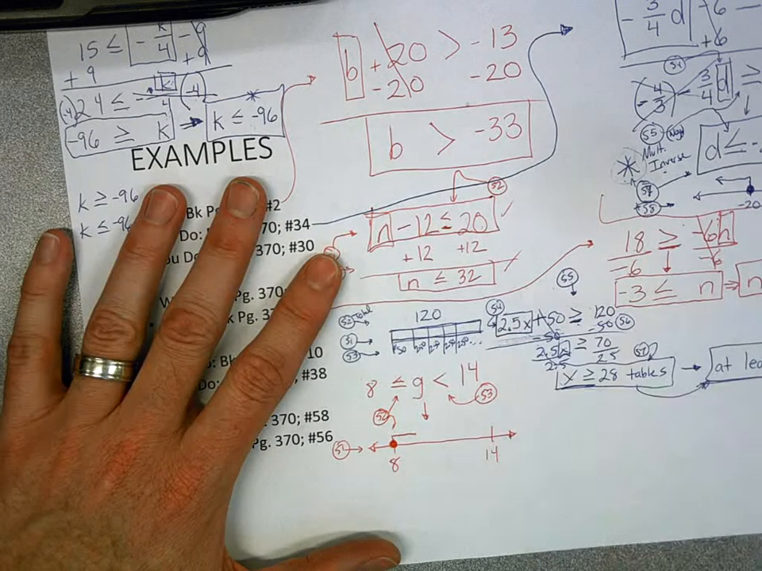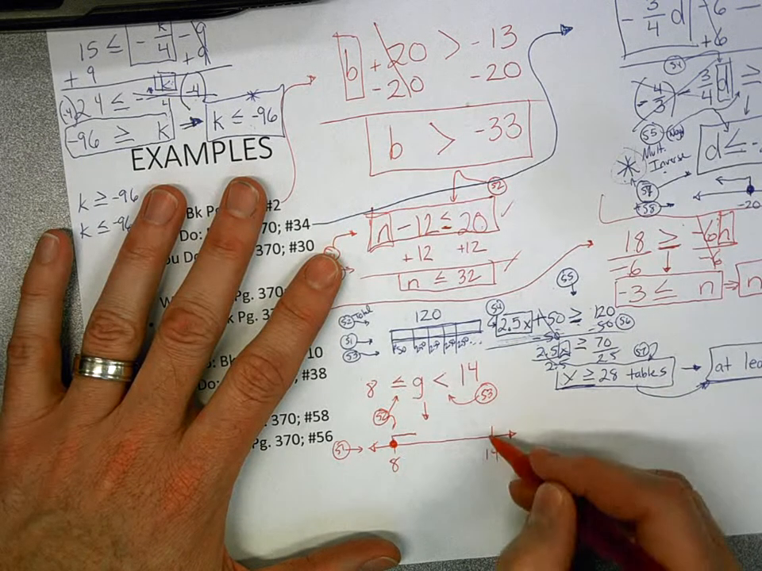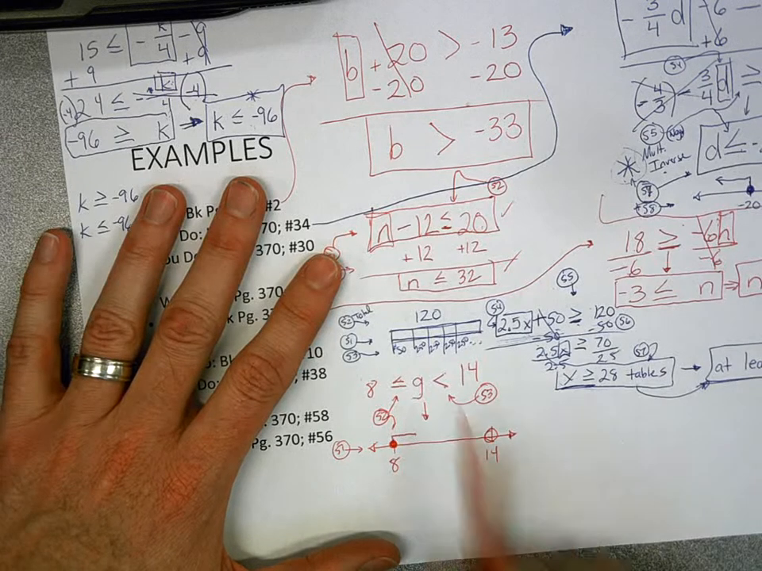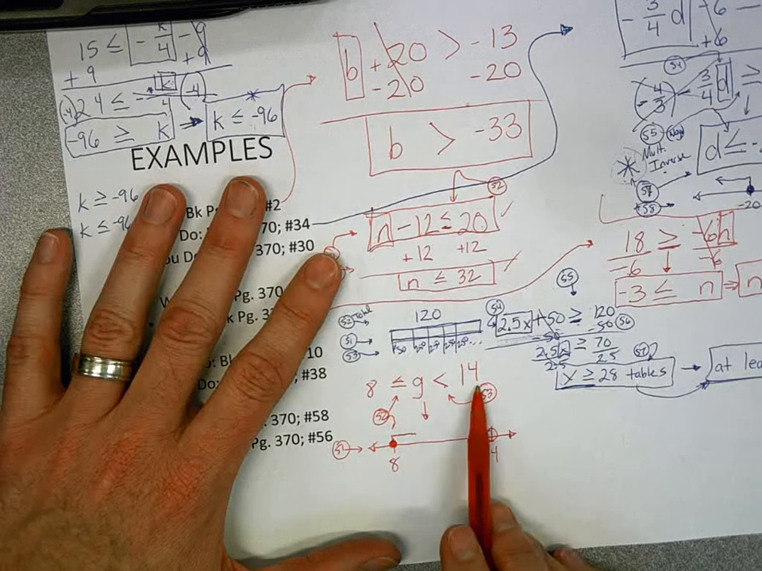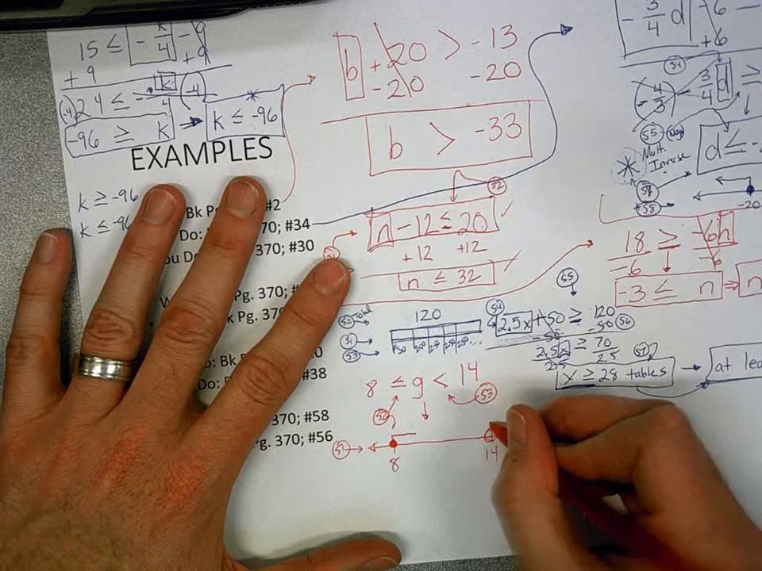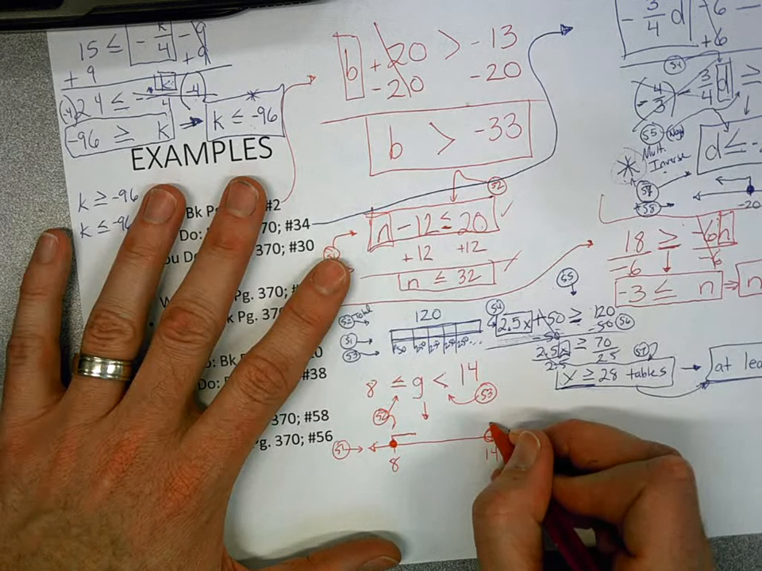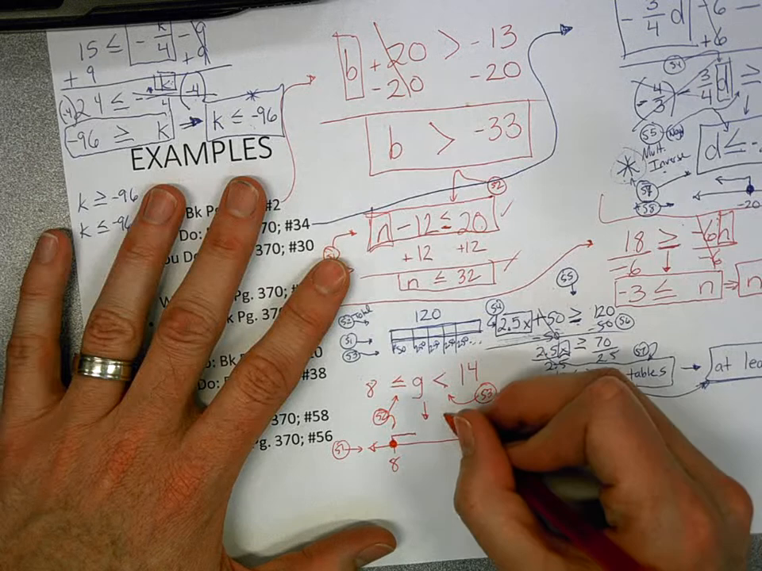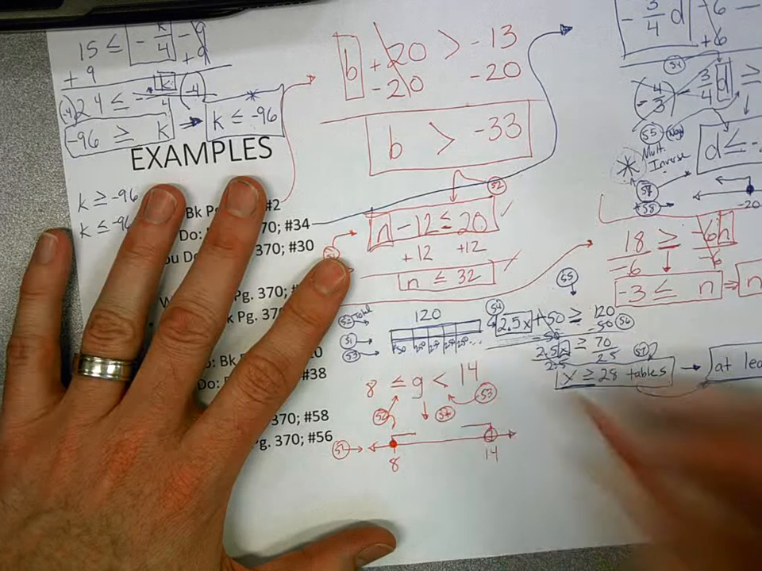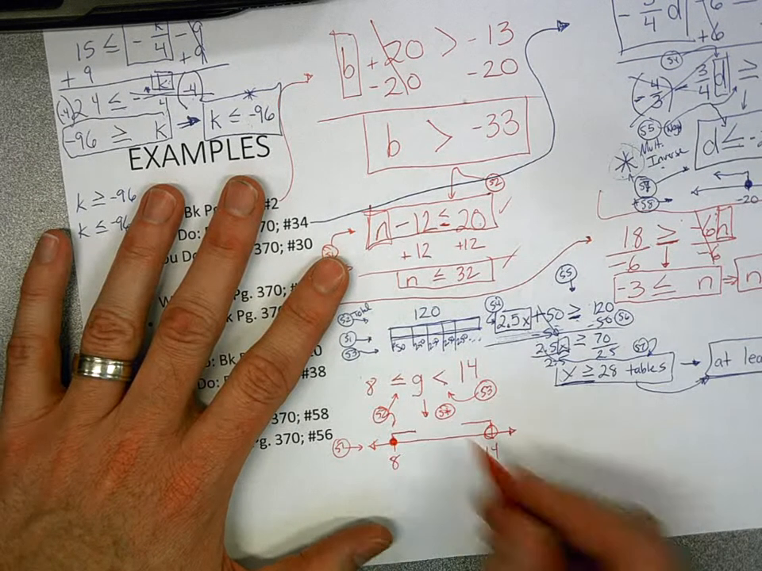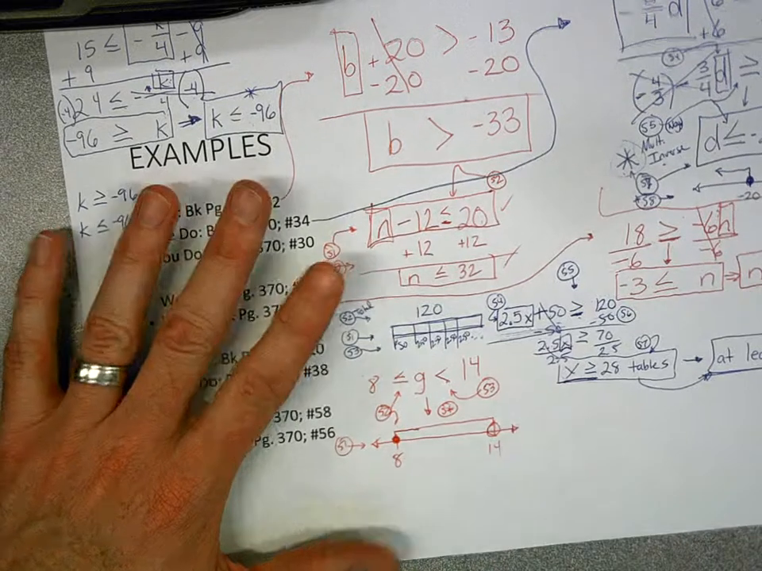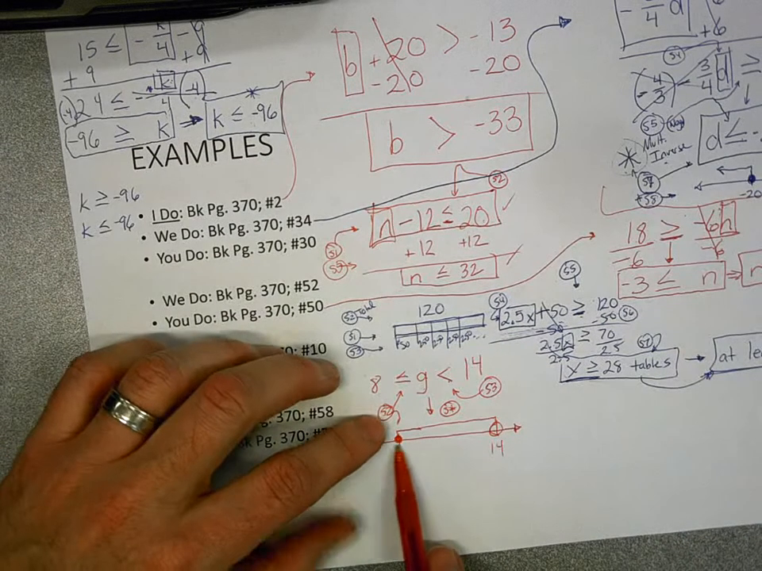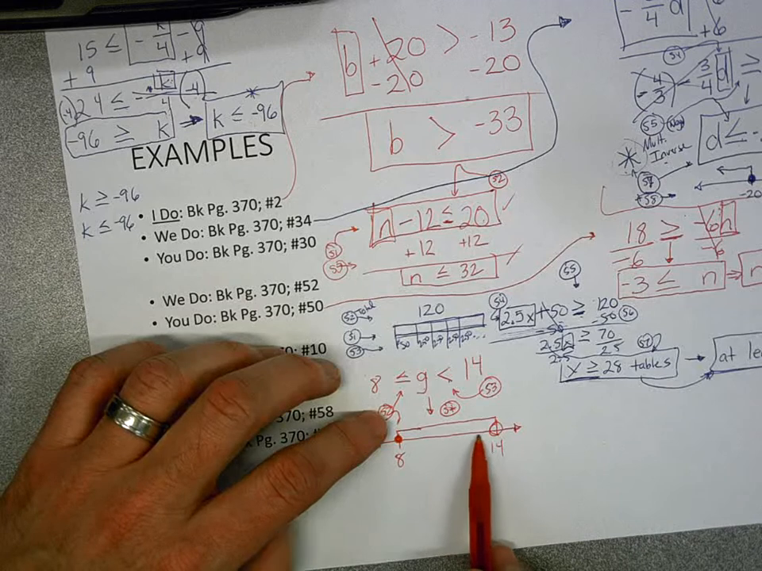So we go to 14. There is no equal sign, so it's a circle. But G is smaller than 14. So guess what? I go ahead and do the same. Now, you could say we'll call this step star instead of step 4. On this one, here's all you need to do. That shows it can be 8 and all of the numbers on a number line all the way up until 14.